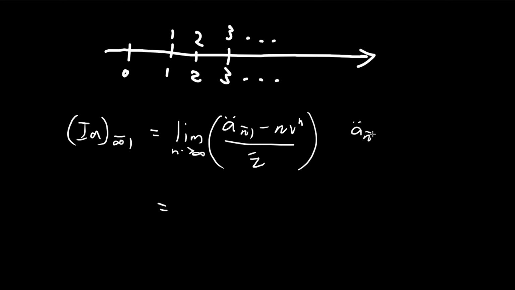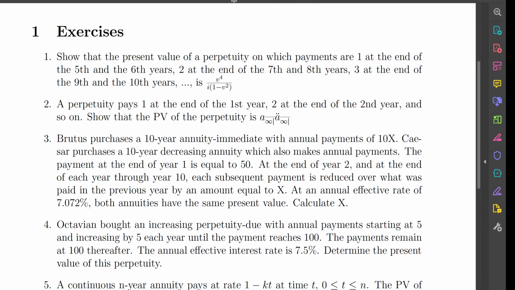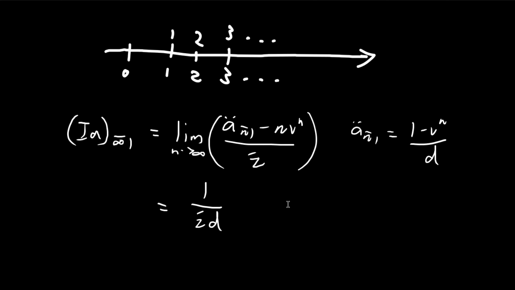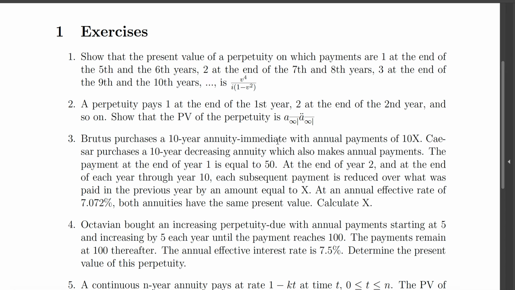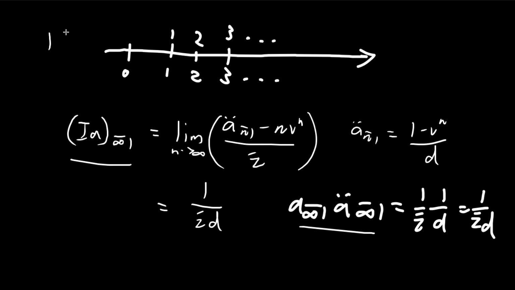Now a double dot n is just 1 minus v to the power of n divided by d. This is going to tend towards 0, so we get 1 over d. So in the end, we get 1 over i times d. And then if you compare it with the other expression that we have, a infinity times a double dot infinity, this expression is just 1 over i, this one's just 1 over d, so you get 1 over id. So you see that both of these are the same. So this has to be true, and this is the expression for this payment over here. This is the first method, the algebraic method.